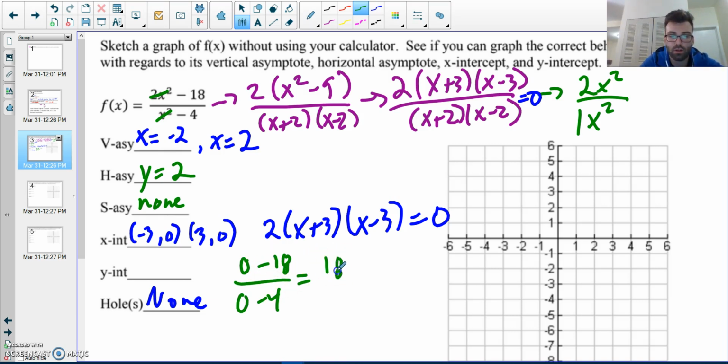18 over 4, which is 9 over 2. So my y-intercept is 0, 9 over 2, which is 4.5.